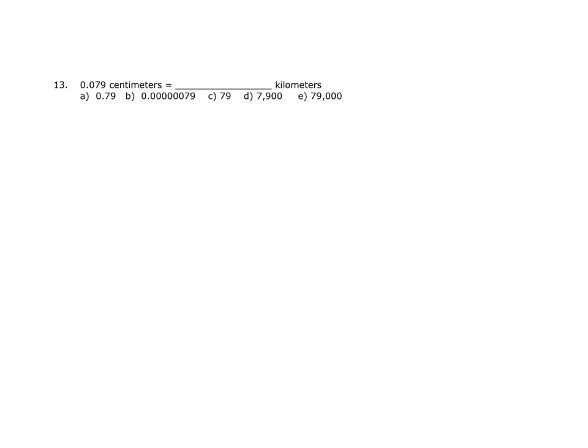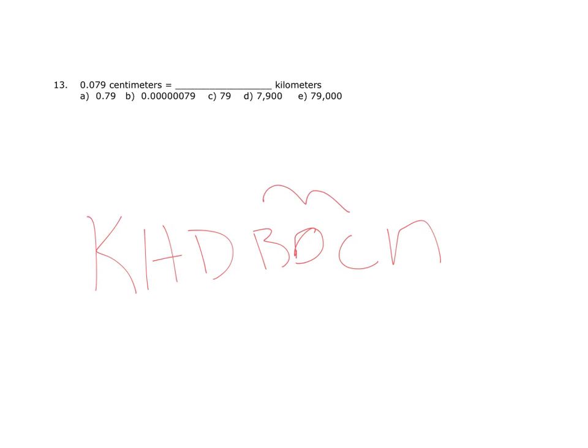Centiliters to centimeters, rather, to kilometers. So we're going from centi to kilo. 1, 2, 3, 4, 5 places to the left. So that would mean, since we had 1 zero in the decimal there, we'd need 6 zeros. So 0.0000079.